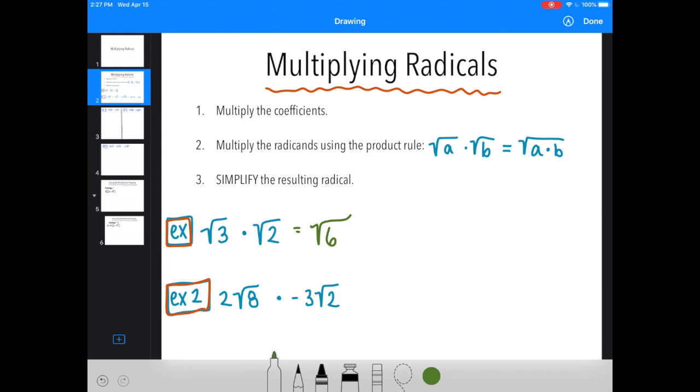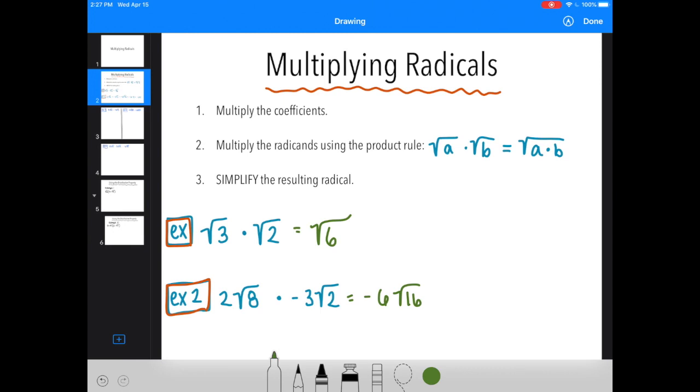Okay, let's look at example 2. If I did have a higher value for my coefficient, I have 2 square root 8 multiplied by negative 3 square root 2. I'm going to multiply my coefficient. So 2 times negative 3 gives me negative 6. Then I multiply my radicand. So 8 multiplied by 2 gives me square root of 16. I have negative 6 square root 16.